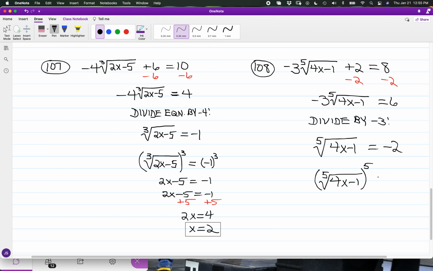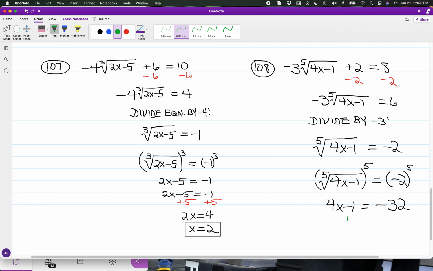So if I take out the radical, upon taking both sides and raising to the fifth power, we're going to have 4x minus 1 is equal to negative 2 to the fifth. Negative 2 times itself, times itself, times itself, times itself, and that will be negative 32. So 4x minus 1 is equal to negative 32.